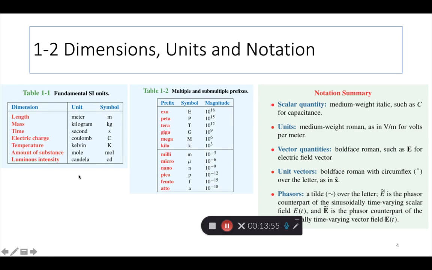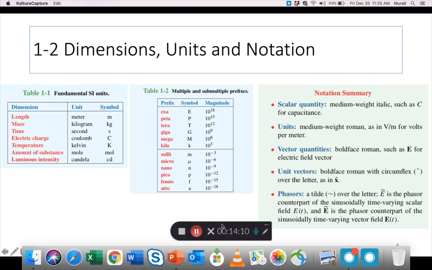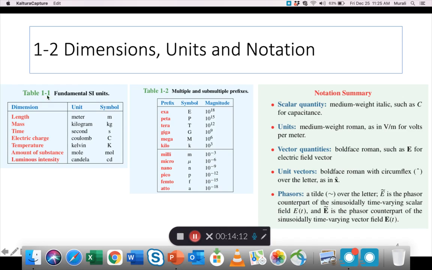This is a quick summary of this whole section 1-2. And this section is called Dimensions, Units and Notation. I'm not going too deeply into this because I think everything here you probably have seen already. These fundamental SI units, length, mass, electric charge, temperature, we've seen before.